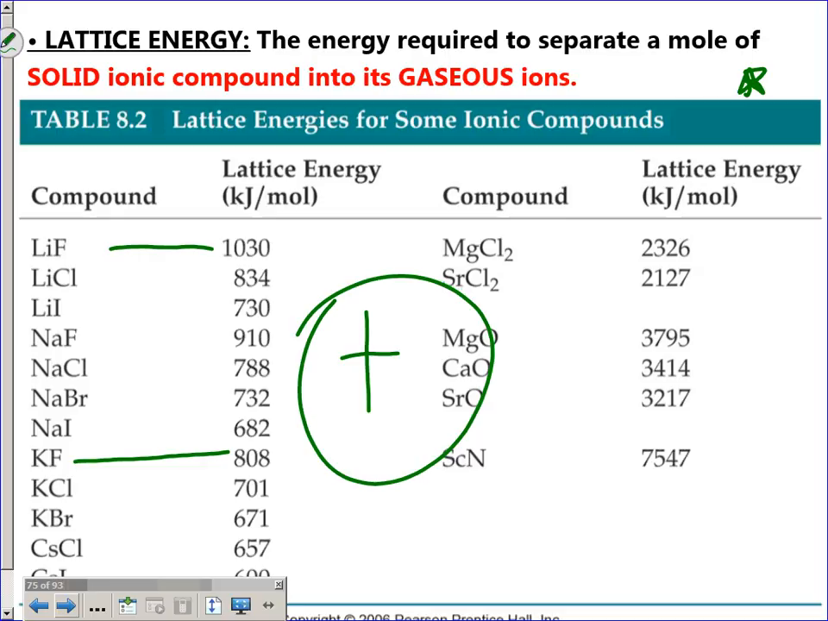If you're describing it as forming the lattice structure, it's going to release that energy. If you're ripping the lattice structure apart, it's going to take energy, hence positive. The previous example was negative.